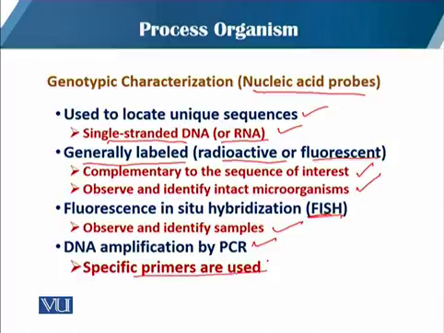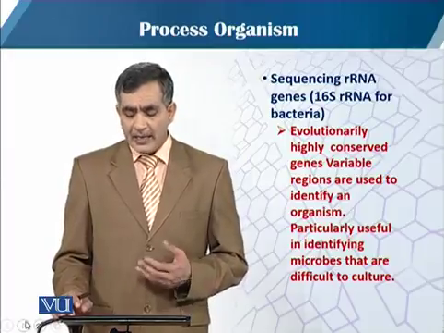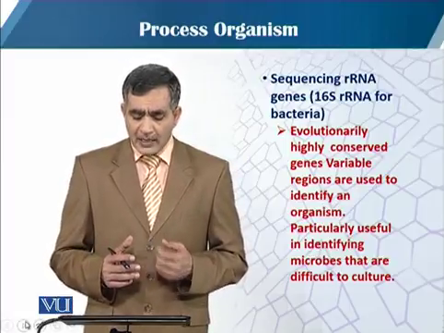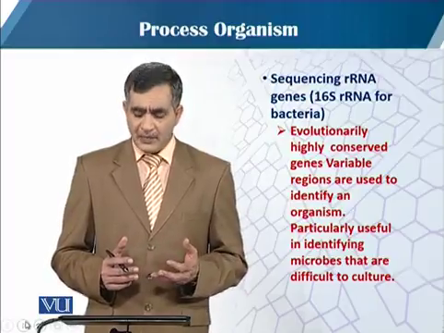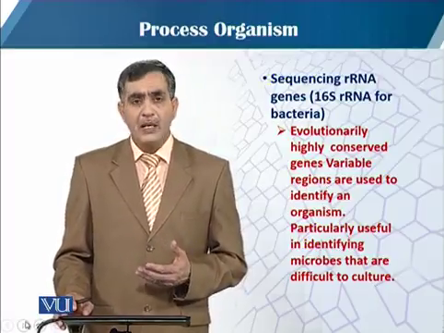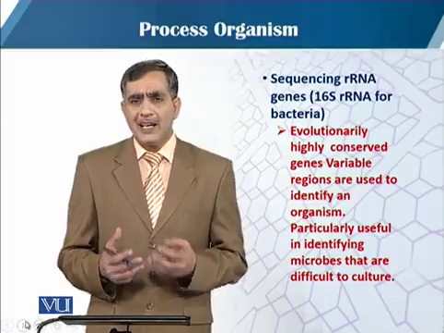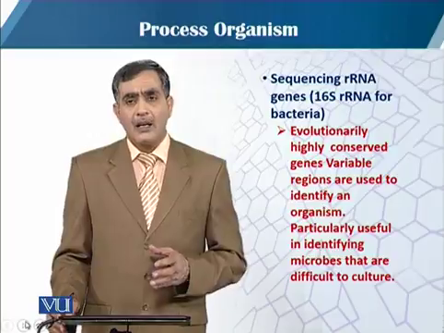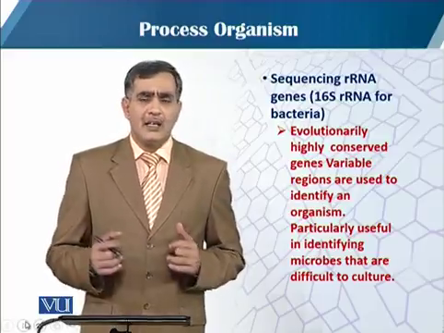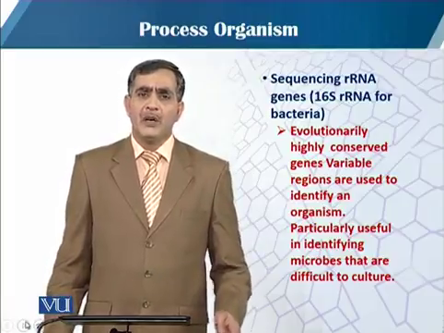As far as the sequencing of the ribosomal RNA gene is concerned, which we call 16S ribosomal RNA for bacteria and 18S rRNA for eukaryotic cells, evolutionarily highly conserved gene variable regions are used to identify an organism, particularly useful in identifying microbes that are difficult to culture. There are many other techniques also used, but mostly nowadays the reliable technique is the 16S rRNA technique. So by combining the morphological techniques as well as the genetic techniques, we can identify any isolated organism which we have to use for the fermentation process.